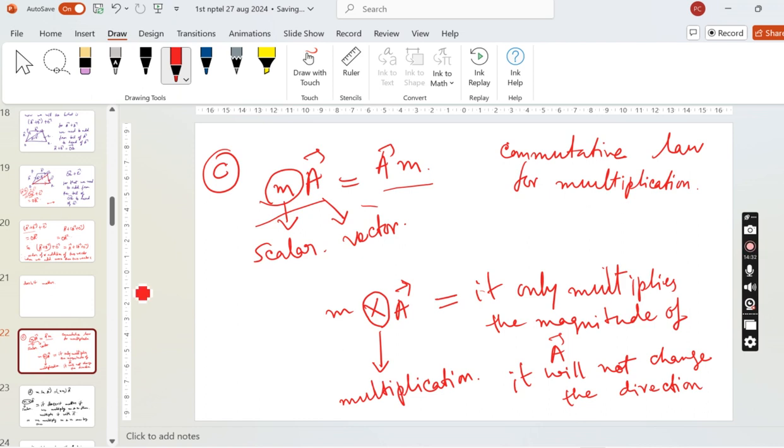Then there is the commutative law of multiplication, that mA, where m is a scalar, is equal to Am. This is a multiplication. So we can multiply the magnitude of A, but it will not change the direction. So we can write it this way or either way.